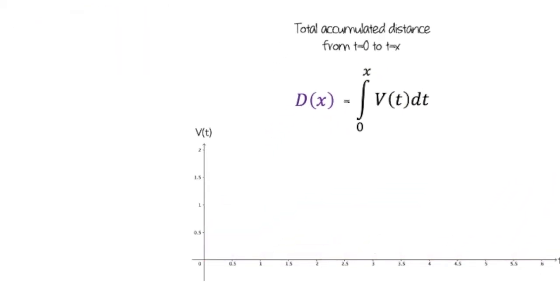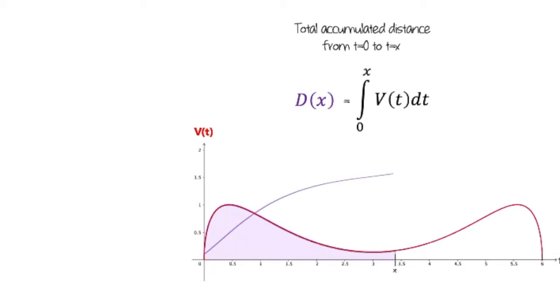Now we can think about what the function d of x looks like. Here's a graph of v of t in red. And we'll graph d of x in purple as both the accumulating area and a curve. In this graph, we can see that we're accumulating distance quickly at first, then slowly, and then quickly again at the end. The y value of the purple curve at each value of x is the amount of distance accumulated between time 0 and time x. And this is also the area between the t-axis and the red curve between 0 and x.